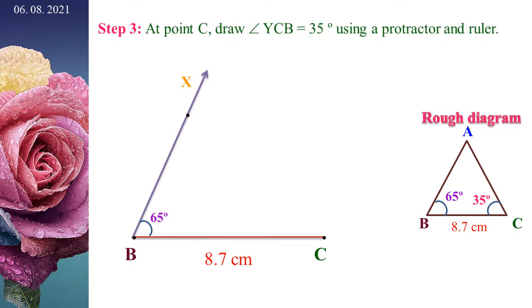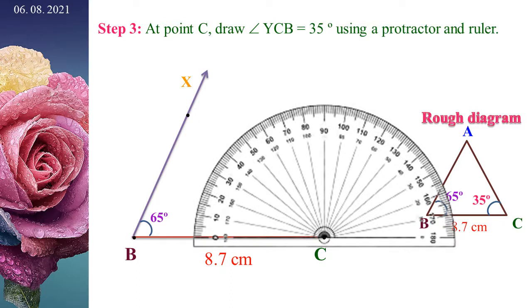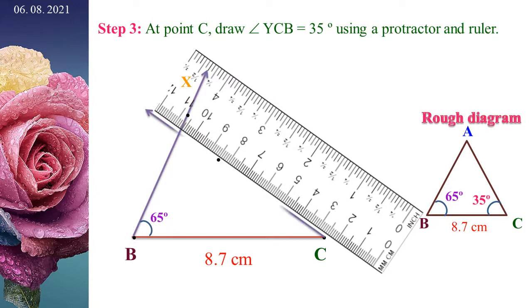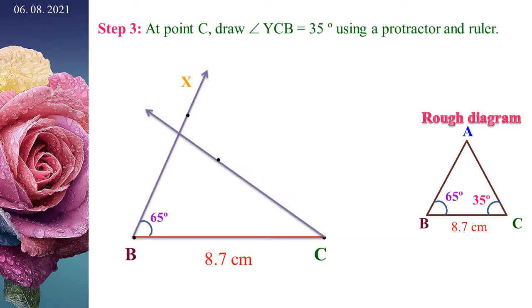Step 3. At point C, draw angle YCB equal to 35 degrees using a protractor and ruler. Take a protractor, keep it at C, mark 35 degrees. Start from left to right: 0, 10, 20, 30, 40. 35 is between 30 and 40, mark angle 35 degrees. Remove the protractor, take a scale, join the line, remove the scale, mark angle 35 degrees. That line is called Y.